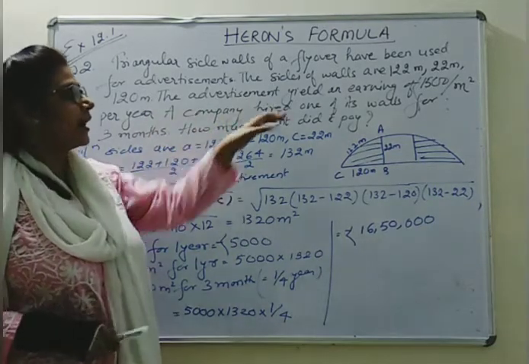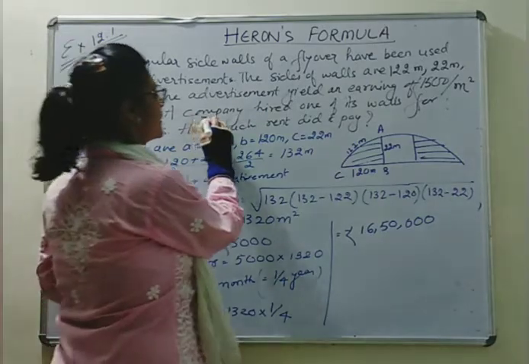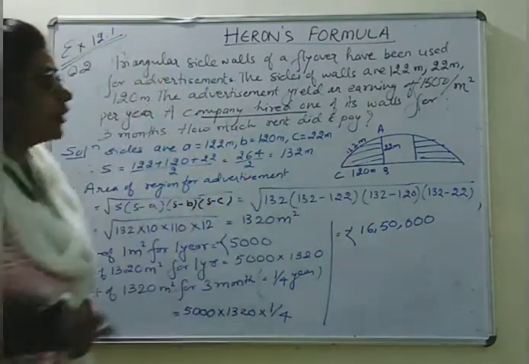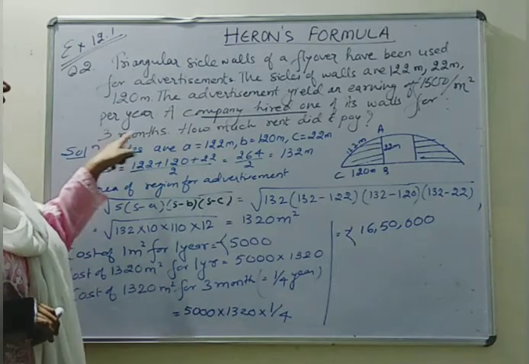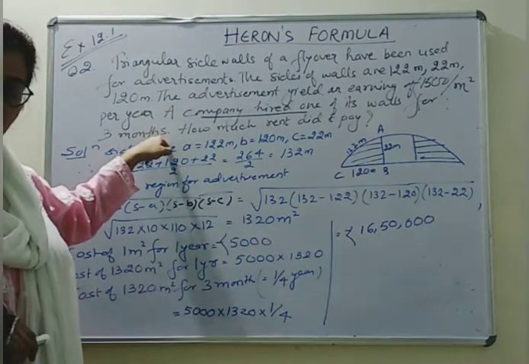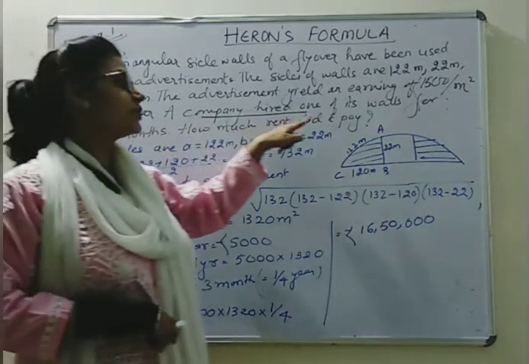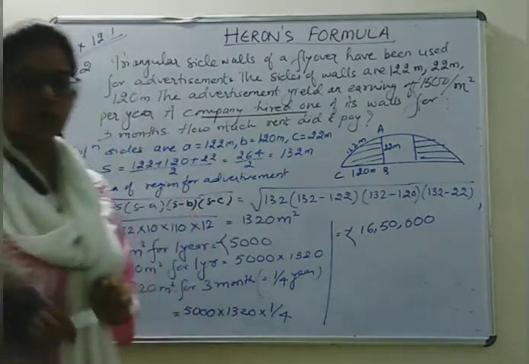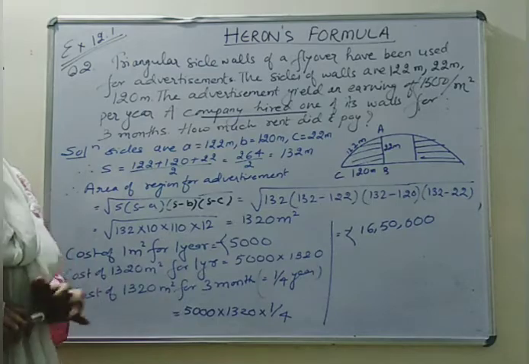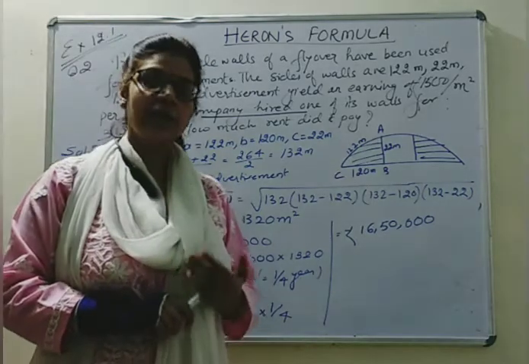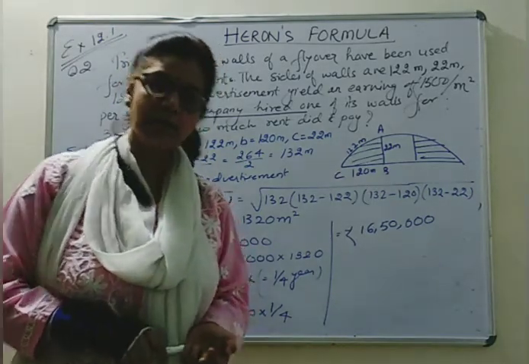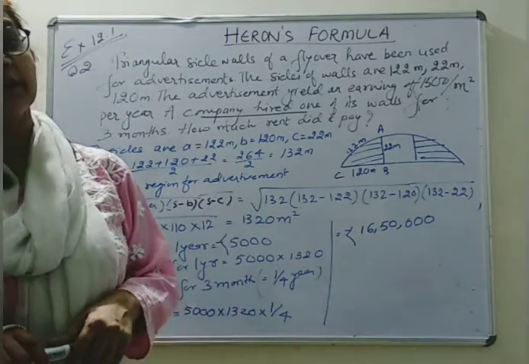A company hired, what is given? The company hired one of its walls for 3 months. For how much time did it take? For 3 months. How much rent did it pay? What we have to calculate, is it clear? Means we have to find out the rent paid by the company for the wall for 3 months.